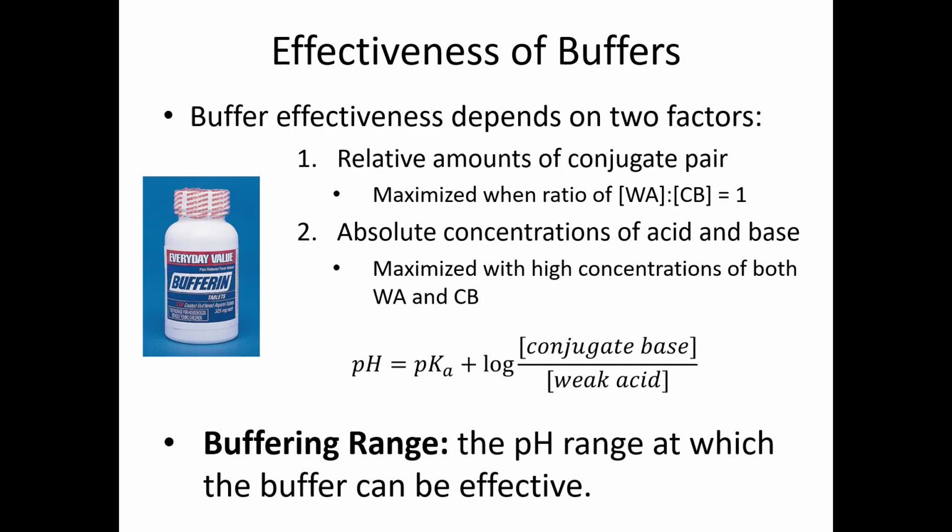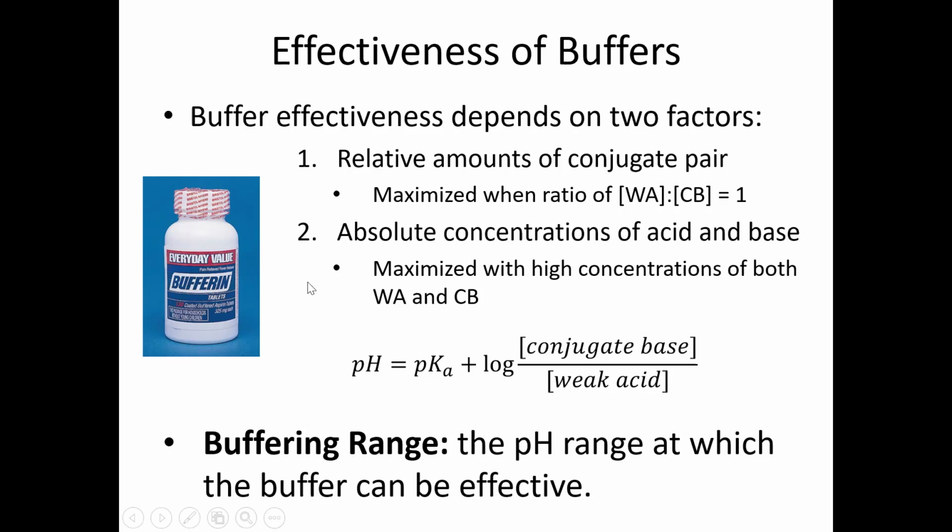Meaning the concentration of the weak acid and the concentration of the conjugate base, or of the weak base and its conjugate acid, we want that ratio as close to 1 as possible. The closer it is to 1, the more effective the buffer is going to be. The further we get from 1, the less effective the buffer is going to be. So if that ratio is way too high or way too low, it's going to affect that equation, and the pH effectiveness is going to decrease.